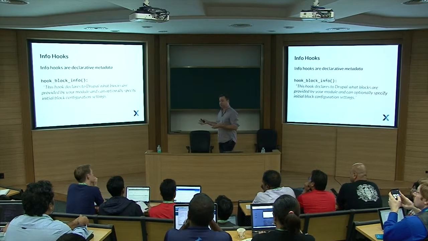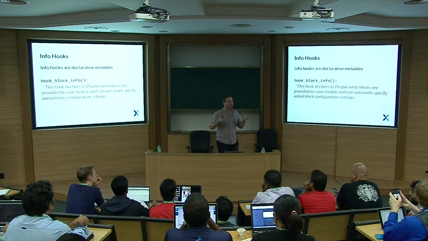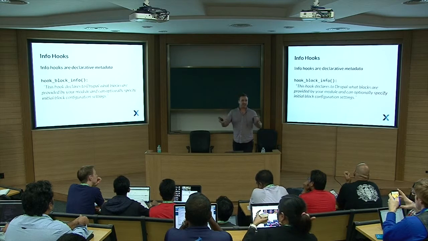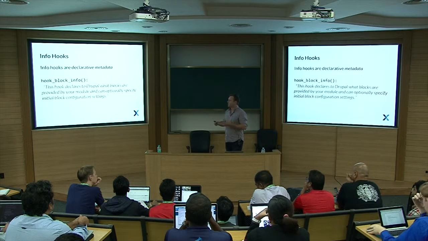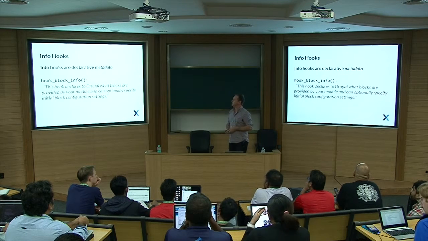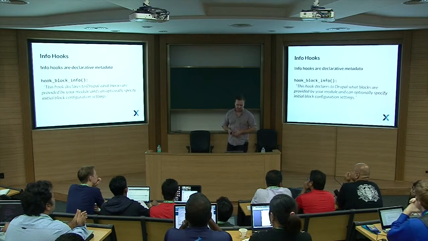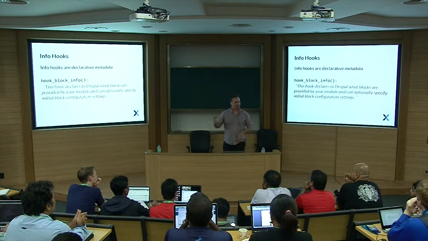There are different types of hooks. In Drupal 7, there are a lot of these things called info hooks. And really, all it's doing is providing declarative metadata about what that bit of code is and how it is implemented, and passing that back. hook_block_info is a really classic example of that. A lot of this information is cached, of course, by Drupal, so it doesn't have to do it every time.